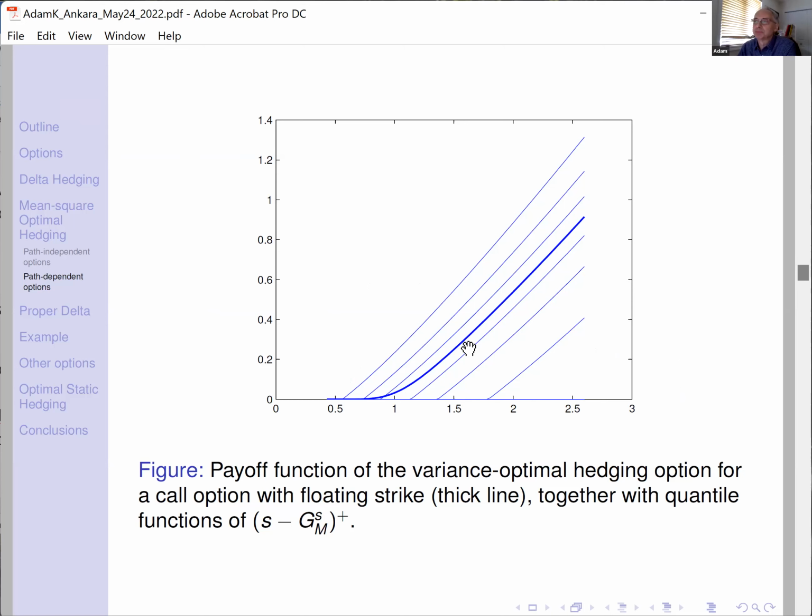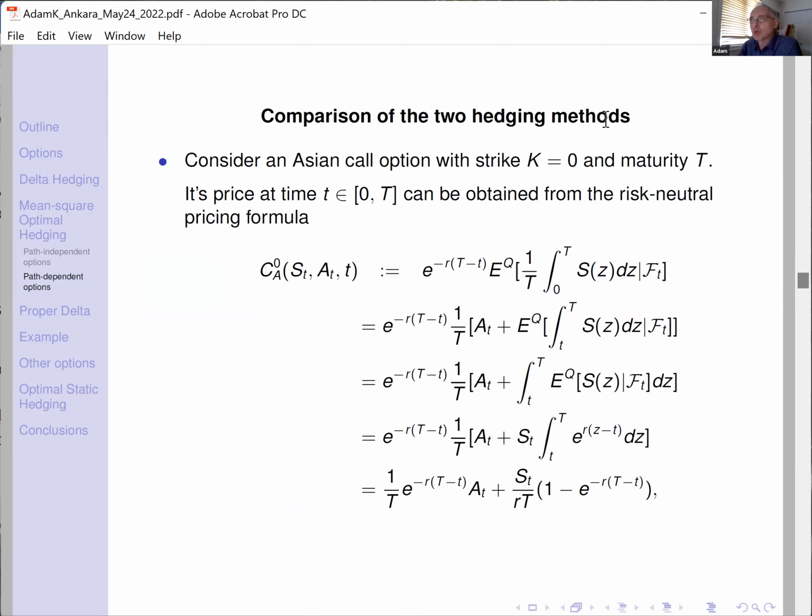And the thin lines here, these are the quantiles corresponding to the uncertain path component when I know the terminal value. And now let's compare the two hedging methods, so delta hedging and mean square hedging for Asian option. So we are looking for Asian option when the strike price is 0, because then we can actually do certain calculations explicitly. In particular, we can find the price of the option explicitly. Here are the simple calculations, simply using Fubini theorem, we can change the order. This is the price of the option that pays amount equal to the integral divided by capital T.